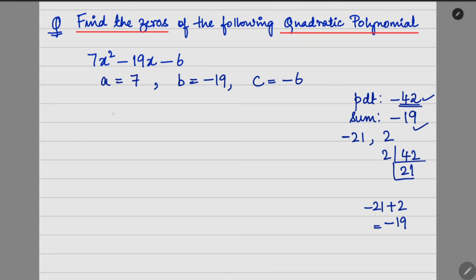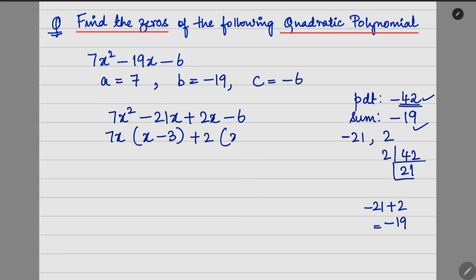Now let us do the middle term splitting. So 7x square, instead of writing this minus 19x, I will write minus 21x and plus 2x. Okay, so minus 21x plus 2x minus 6. 7x common out, x minus 3, plus 2 common out, x minus 3. Okay, take x minus 3 common from both the terms. The left out is 7x plus 2. So these are the factors. You have factorized it.